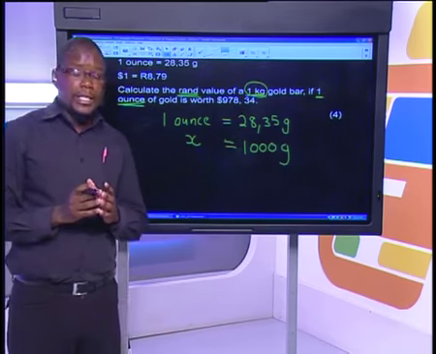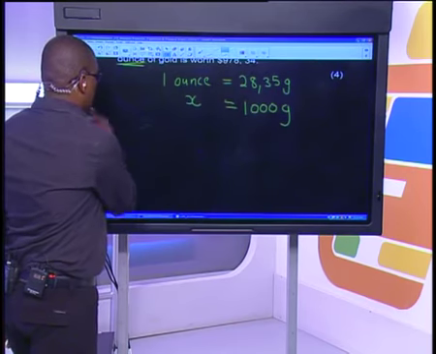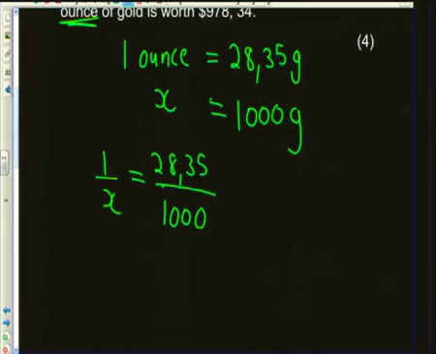We can calculate the value of X. Now, how can we do that? Now, watch. 1 ounce divided by X ounces equals 28.35 grams divided by 1,000 grams. Now, I just want to calculate X, which is the number of ounces if you're given 1,000 grams. Now, I hope it's going to be easy for you. You cross multiply, okay? The denominator on the left multiplied by the numerator on the right, and the denominator on the right multiplied by the numerator on the left.